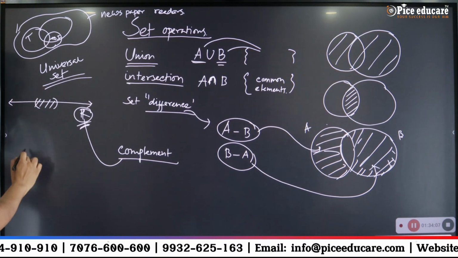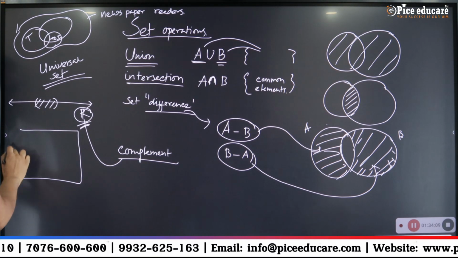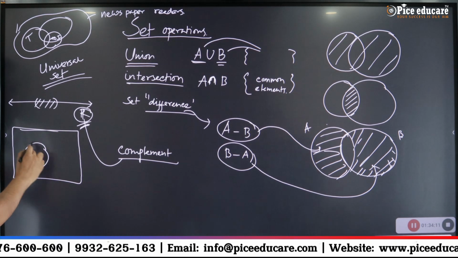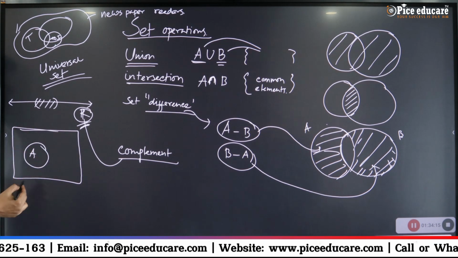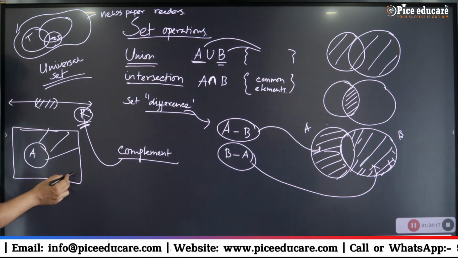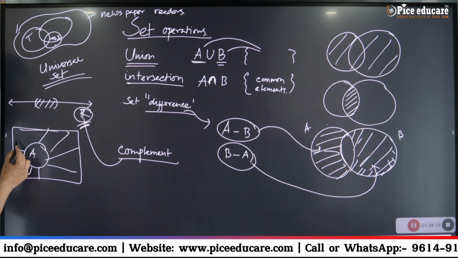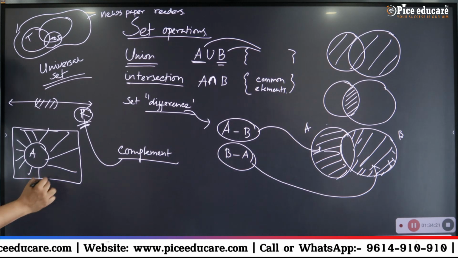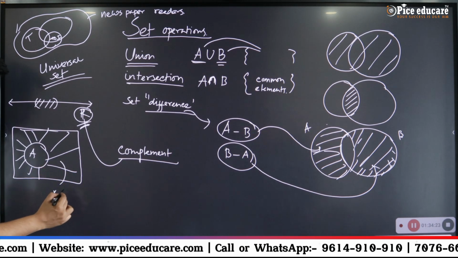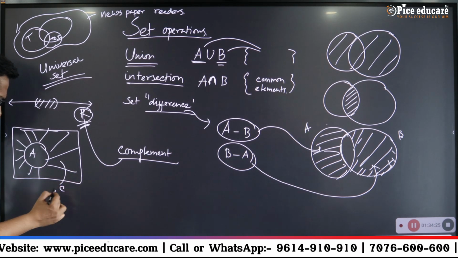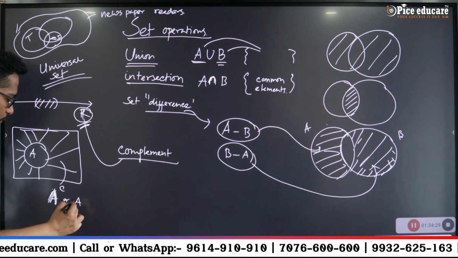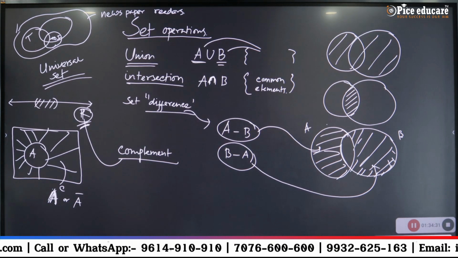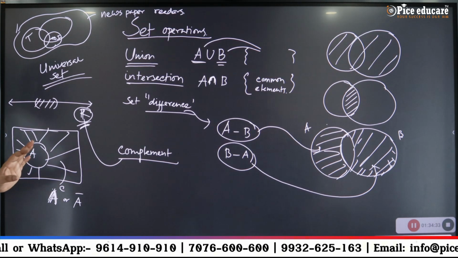Okay, so if this is my universal set, and if this is some set within that universal set, and I call it A, then A complement is this region. So this region is A complement, written as a small c over A or A bar, whatever you prefer. Okay, so this is A complement.